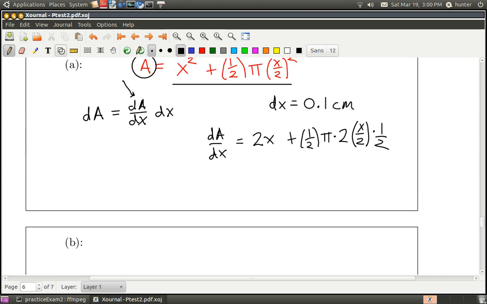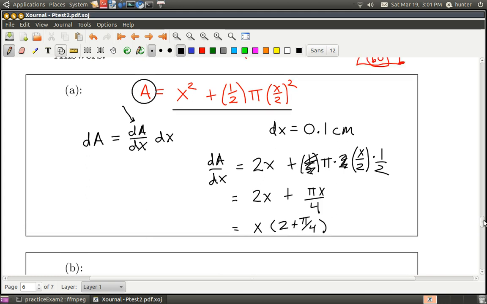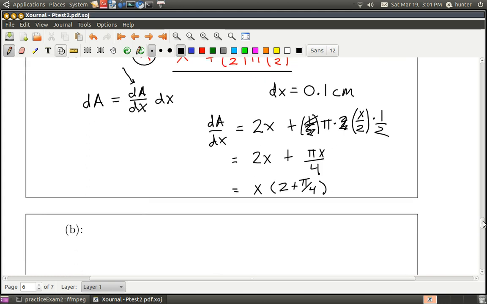Alright, so I can probably write this in a nicer way. So what does this turn out to be? This is 2x plus, now this 1/2 and this 2 can cancel, and after that I get pi x over 4. And I can even write that in a better way. This is equal to x times (2 plus pi over 4). Okay, so let's leave it like that. And so that is the first thing.